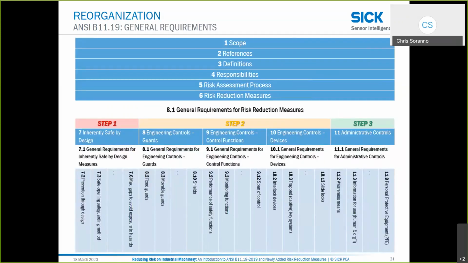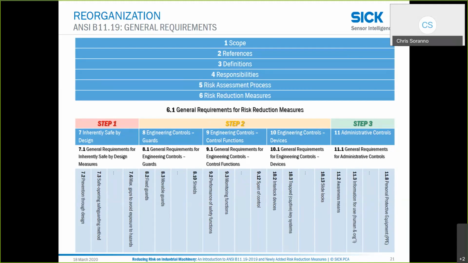Once we get into the document, it's also important as part of this reorganization to understand how it was written. So the first 5 clauses at the top are pretty much obligatory. They're required in every standard. What the standard addresses, what are the informative and normative references, what are the words we're defining and how we're using them within the standard, who's responsible for which parts of the stakeholders, whether it be a supplier or an integrator or a user or even the employee. An overview on the risk assessment process, obviously with reference to ANSI B11.0, and then we get into the real meat and potatoes of the document with Clause 6.